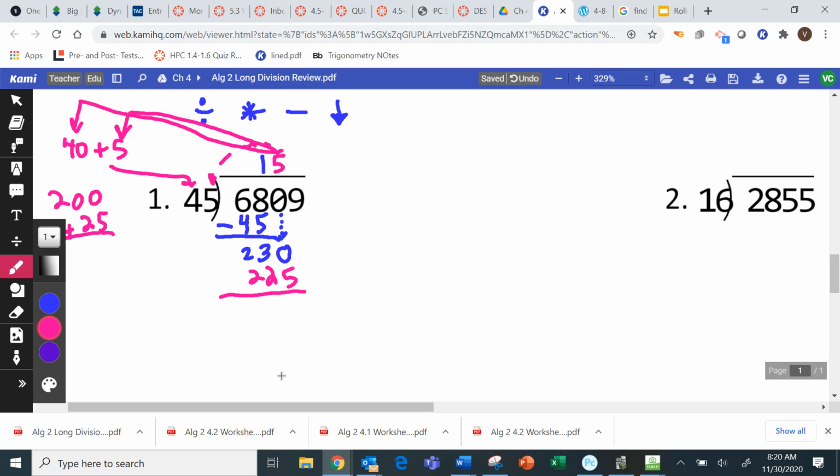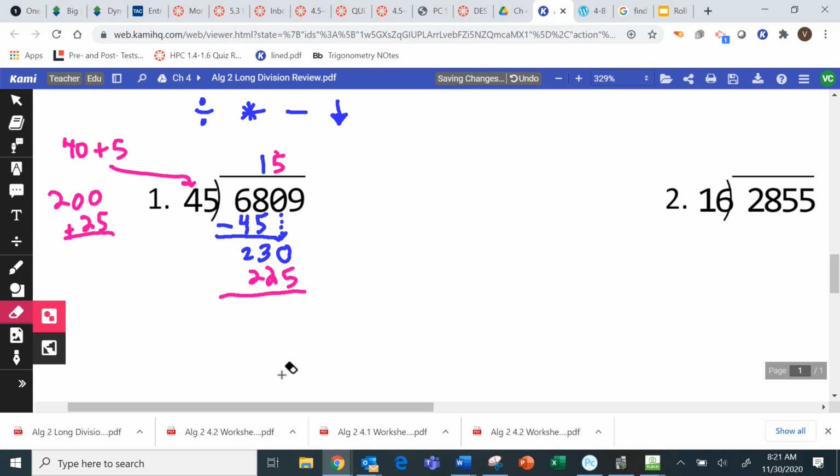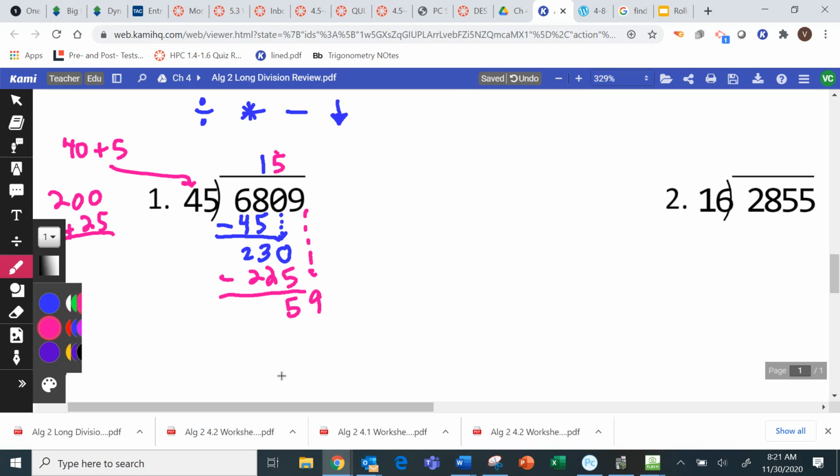Now, after we divide, we multiply. What do we do next? Yep. Subtract. Did I do my math right? Yes, no? That's right. Okay. And then we bring it on down and bring it on back. So now we're going to do 45 into 59. How many times? 1 time. So we divide.